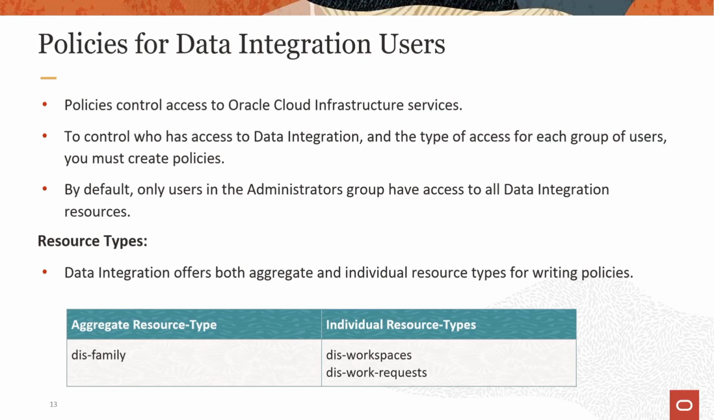Data integration offers two resource types, namely aggregate and individual resource types for writing policies. You can use aggregate resource types to write fewer policies. For example, instead of allowing a group to manage DIS workspaces and DIS work requests, you can choose to write a policy that allows the group to manage the aggregate resource type DIS family as shown here.